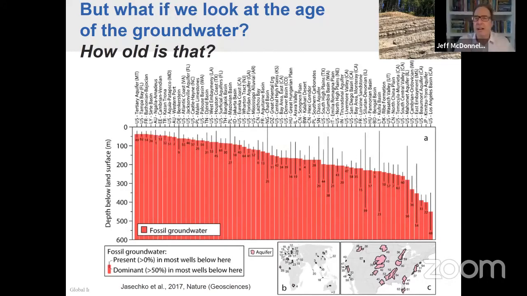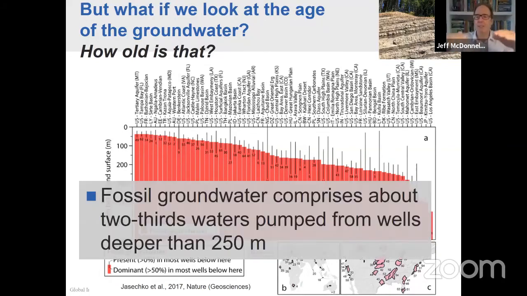And this looked at 6,500 groundwater wells in Europe, in North America. You kind of see the map at the bottom here. And on the y-axis is depth below the ground surface, 0 to 600 meters. So going down admittedly quite deep, and then some of the places along the top here. The take-home message here, and this was surprising to me as a surface water hydrologist, is that by the time you get down about 250 meters, two-thirds of the waters pumped from these wells is older than 10,000 years. So what we call fossil groundwater.